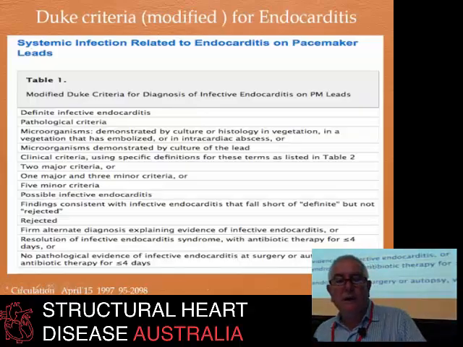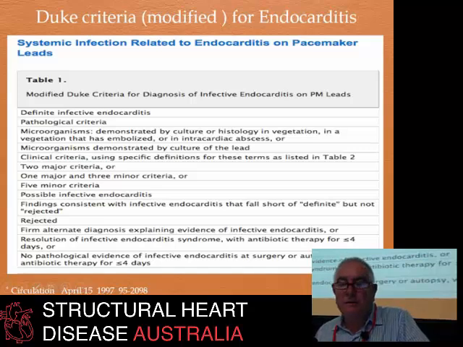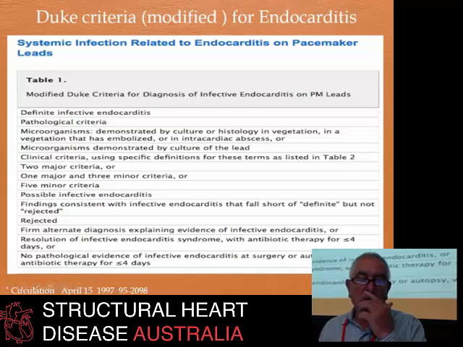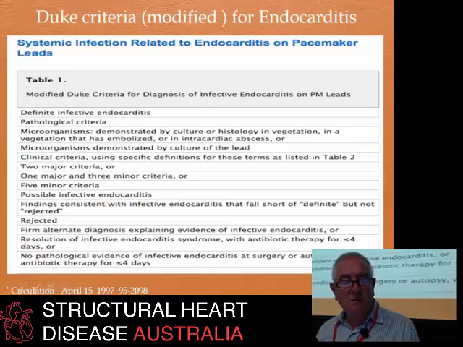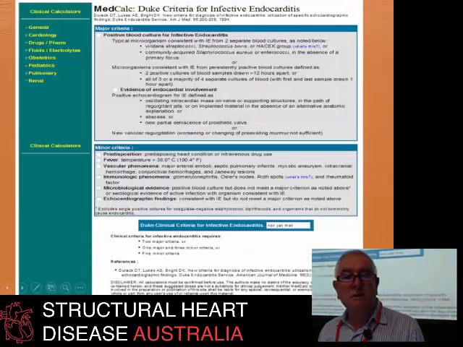You're all probably aware of the Duke criteria for diagnosis of endocarditis. This was published in about 1994, and it's basically a methodology which enables us to confirm the fact that we do have endocarditis. It looks at pathological criteria, clinical criteria with major and minor criteria, and then looks at possible disease and situations where the diagnosis is rejected.